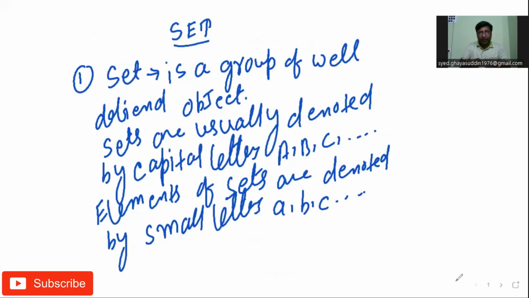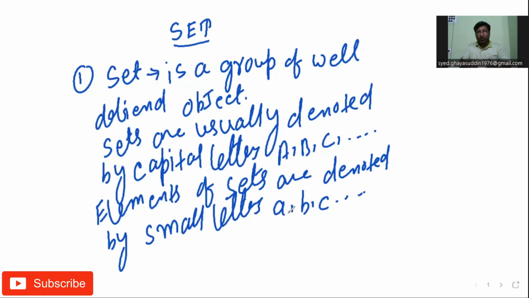Today we will study a very important chapter of class 11: sets. At first, we see what a set is. A set is a group of well-defined objects. Sets are usually denoted by capital letters A, B, C. Elements of sets are denoted by small letters a, b, c.